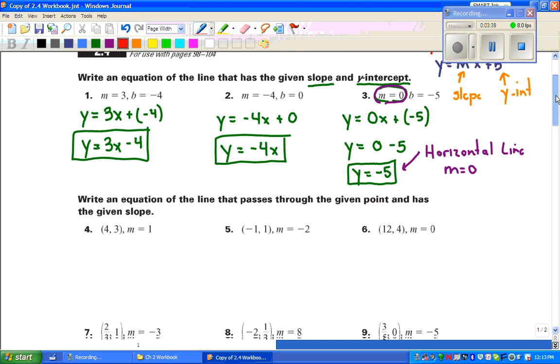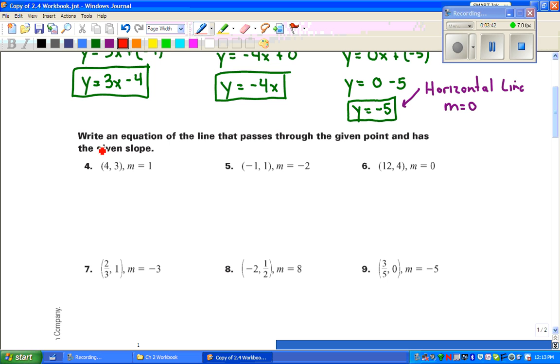All right, let's go to examples 4 down here. These ones say, write the equation of a line that passes through the given point and has the given slope. So take a look at what we got here: a point and a slope. So for this one, we're going to use the point-slope form. And all these forms, guys, are pretty much named for what you're given. Slope-intercept has the slope and the intercept. Point-slope has the point and the slope. This formula is y minus y1 equals m times x minus x1.